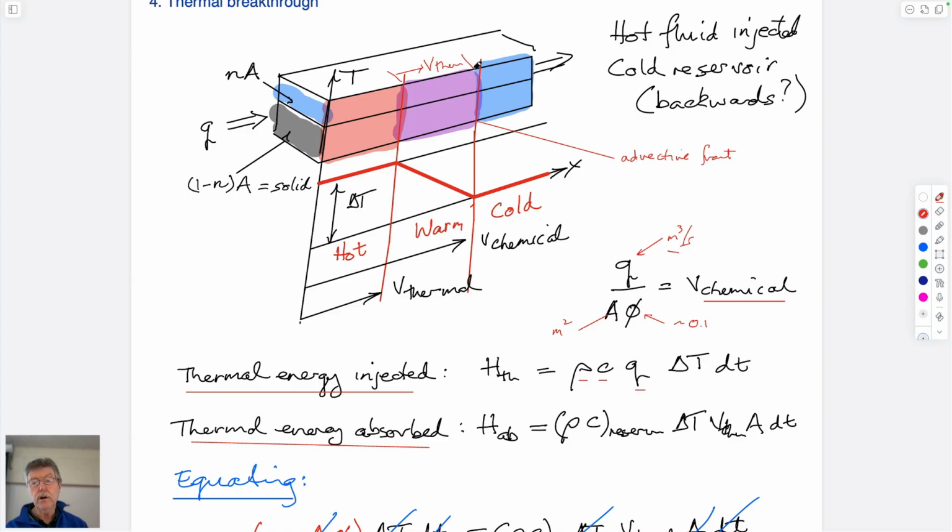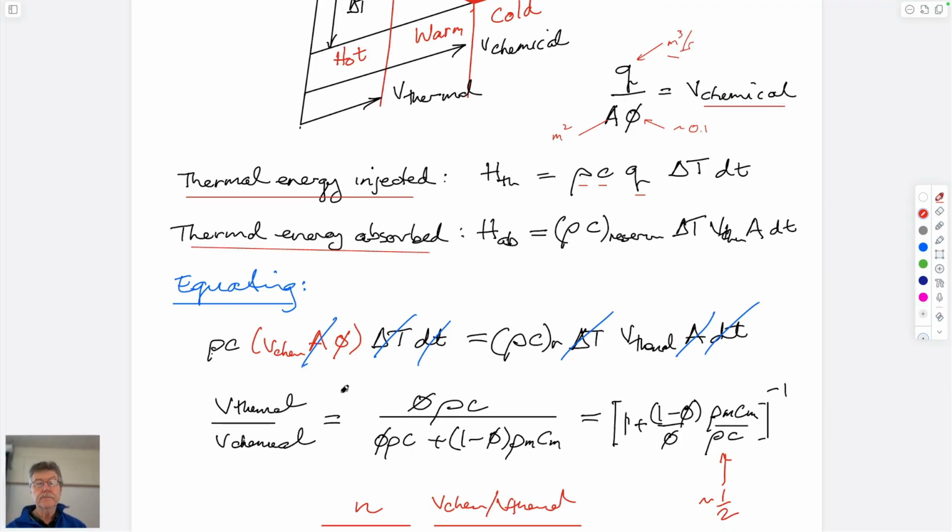So we can calculate what I've called here V chemical. We can get this, but we want to know exactly what this is. So if we equate these, you see all the terms as they are. And if we arrange it, the temperature drop is the same on each side, the time is the same on each side, the area is the same on each side. What we've done is we've replaced this magnitude here with this.